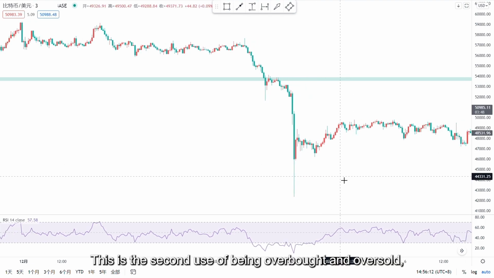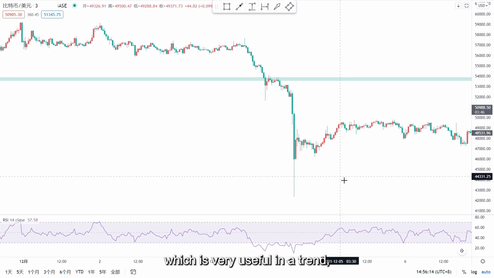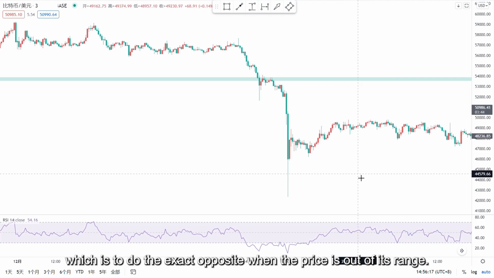So this is the second use of overbought and oversold, which is very useful in a trend: do the exact opposite when the price is out of its range.